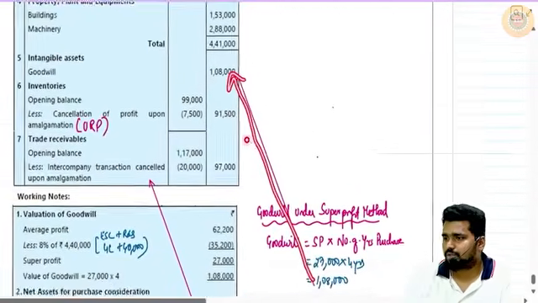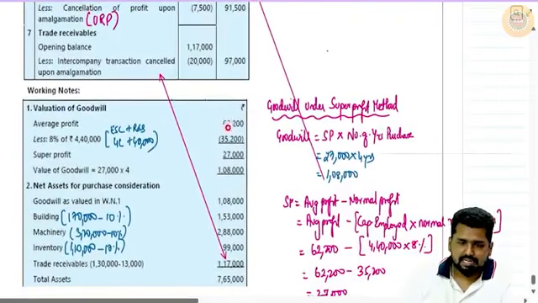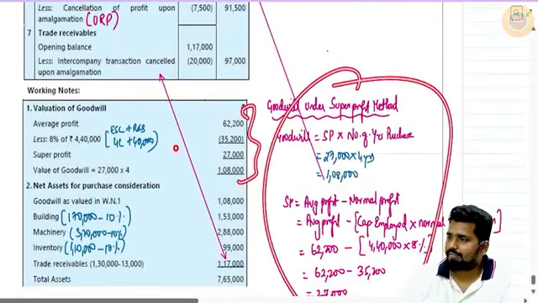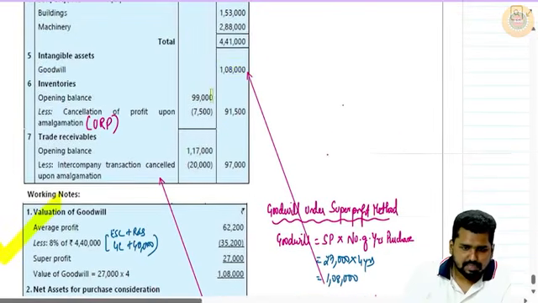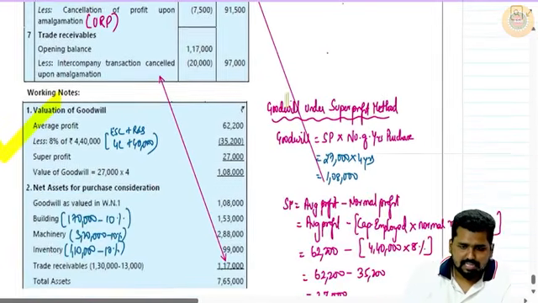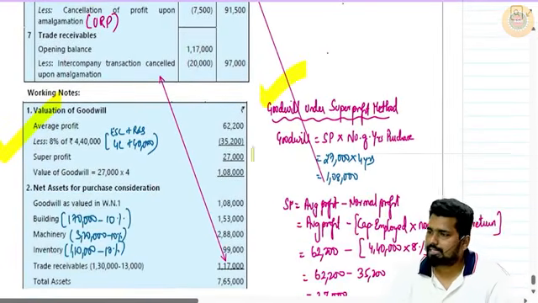This goodwill should be shown in the balance sheet also. Here they have done many calculations. This will be comfortable for you for understanding. Clear? So this part we have completed and this part we have completed. Correct? Intangible asset. This is fine.